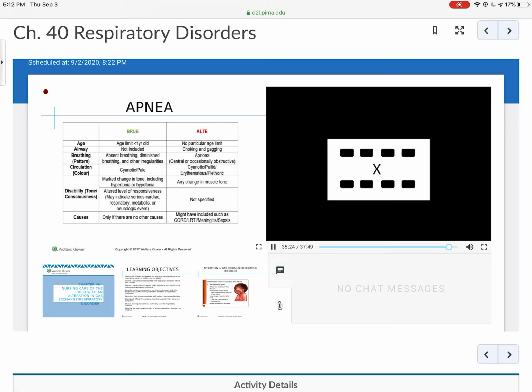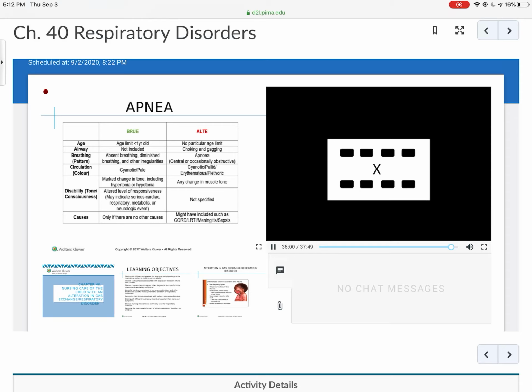And then the newer diagnosis they're talking about now is BRUE, brief resolved unexplained event. Some books just link ALTE and BRUE together. Some books want to separate it out. BRUE is usually less than a year old. There's usually no coughing or gagging. There can be absent breathing. They turn cyanotic, change in muscle tone. Sometimes there's an altered level of responsiveness.